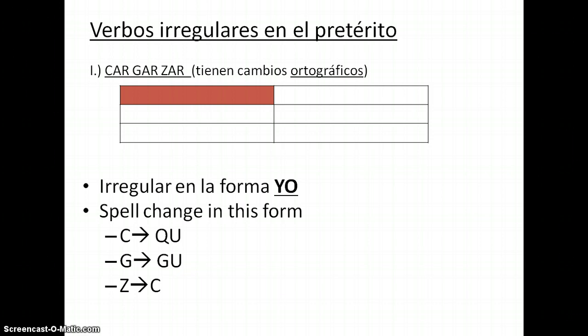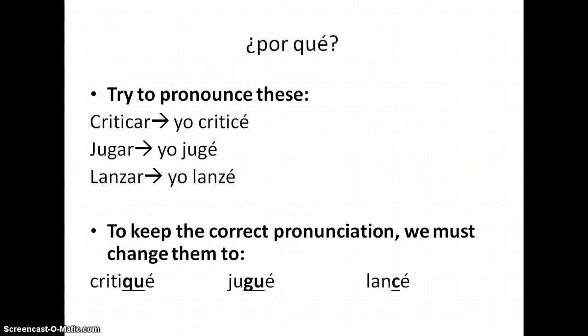Now you might be wondering, why does this happen? So let's take a look at a couple of examples. Let's take a look at the verb criticar, a verb that ends in CAR. If I put it in the yo form in the preterite tense, critice, the pronunciation changes when we add an E to the stem. We want it to sound like a hard C, criticar. So to do that, we can change the C. If you look at the bottom of the screen, we can change the C to a QU. So now it sounds like critiqué and not critice.